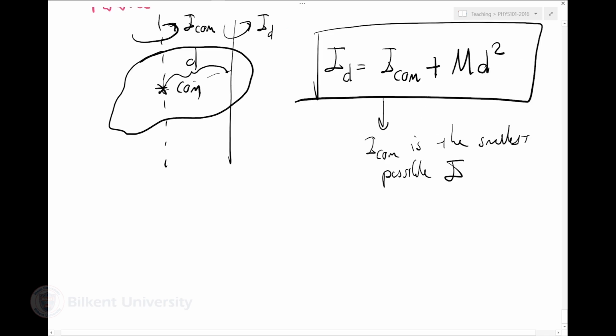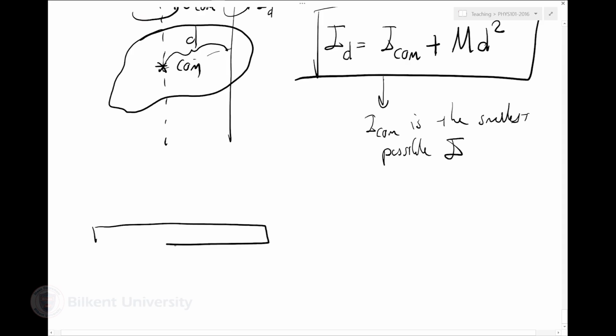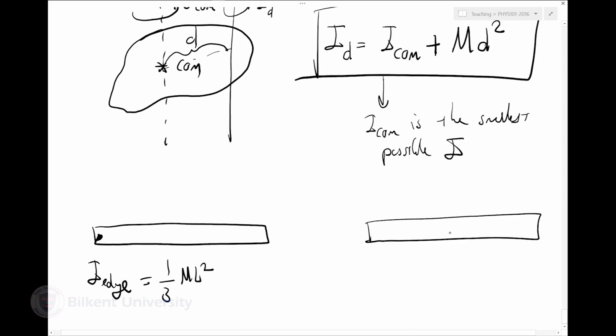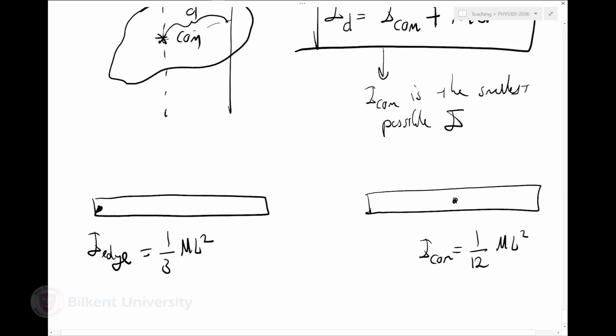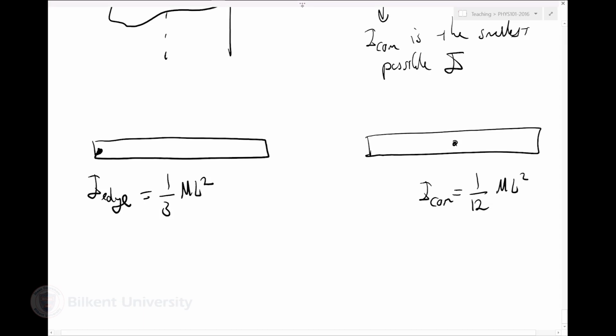Let's check. I told you that for a rod, I edge was 1/3 ml square, and I center of mass was 1/12 ml square. What's the distance between these two points?